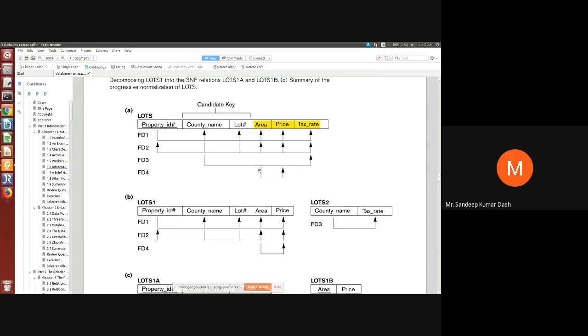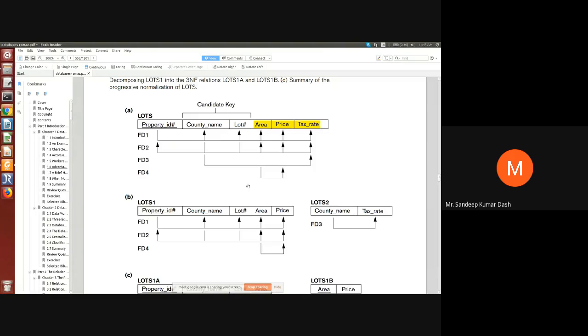So that's why when you normalize this relation into 2NF, it will be like this. FD1 was okay. Area, price, tax rate, county name, property ID, all were fine. So this was kept. You have removed tax rate because tax rate was partial functional dependent on county name. So county name and tax rate you took to a separate table. County name became the primary key. Tax rate was now full functional dependent. Fine. And this one, since nothing was said in 2NF, was kept as it is.